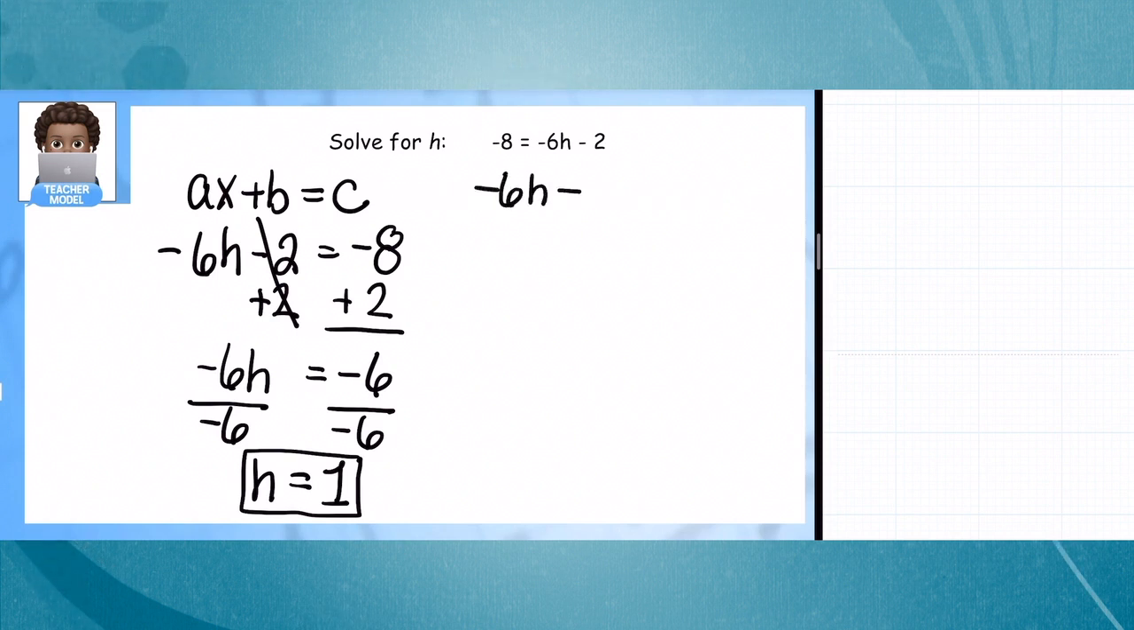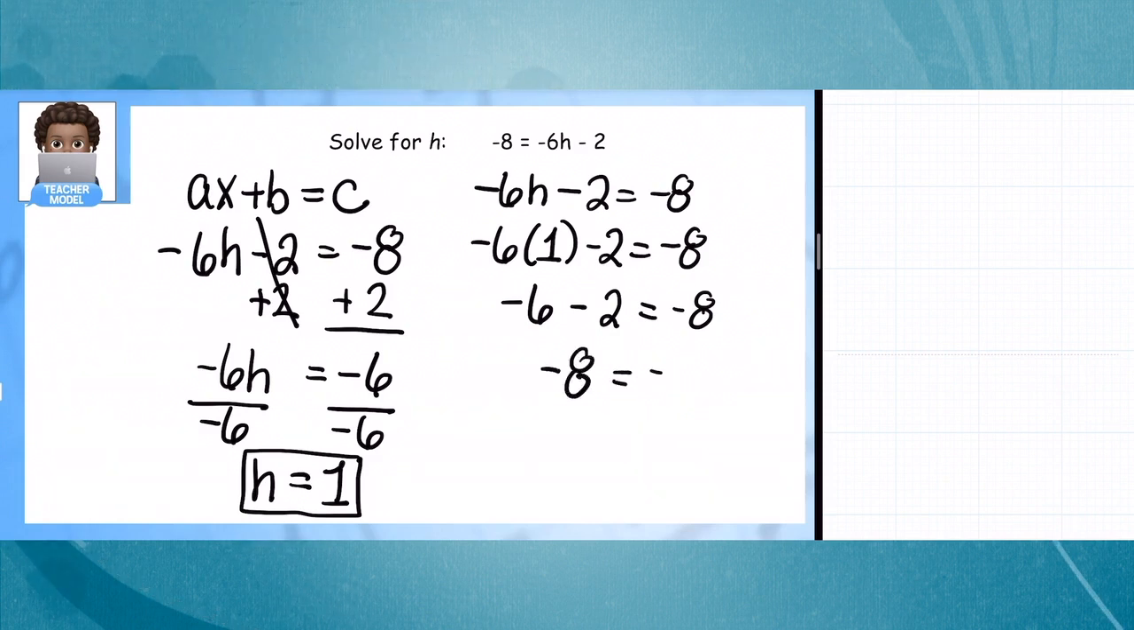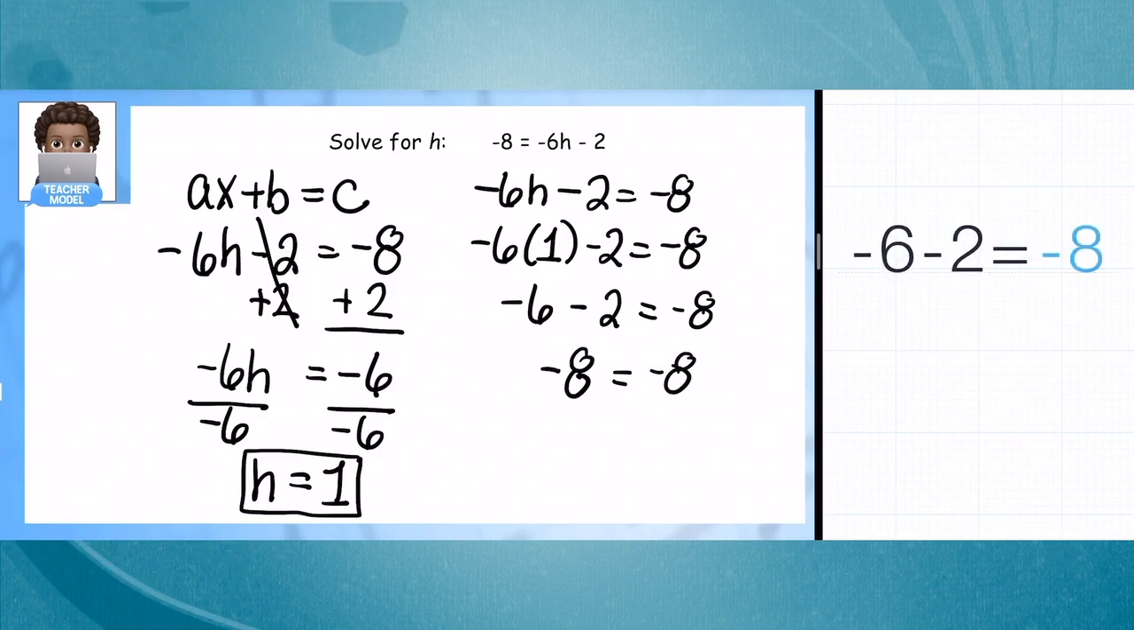Negative 6h minus 2 equals negative 8. Negative 6 times 1 minus 2 equals negative 8. A negative 6 times a positive 1 is still negative 6. So negative 6 minus 2 equals negative 8. And yes, just thinking about this, if I owe $2 and I owe another $2, I now owe $8. So negative 8 is equal to negative 8. If you want to check that, you're unsure, you're not as confident, you can check it with your calculator. It is negative 8. So there we go. So you can jot this one down into your notes.